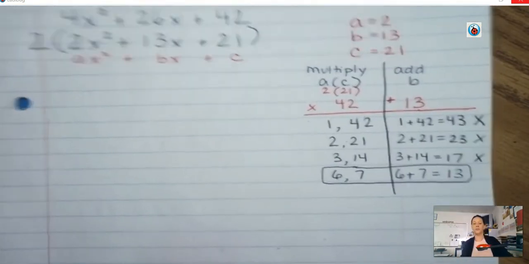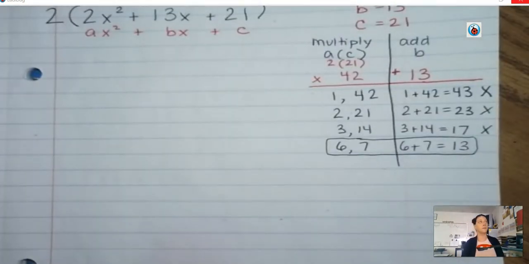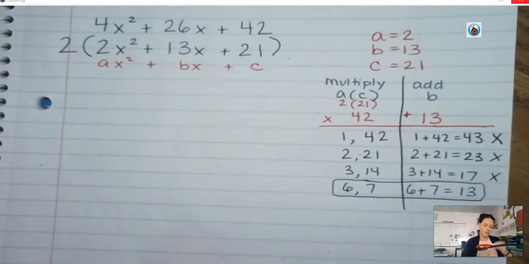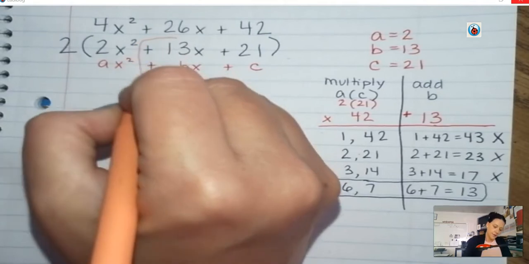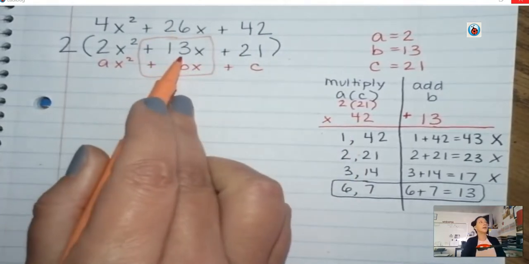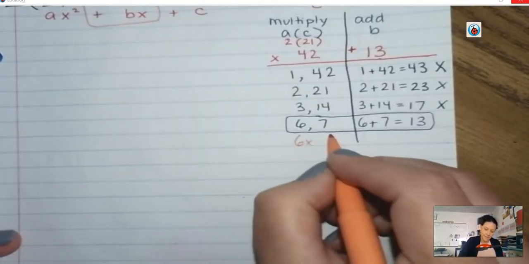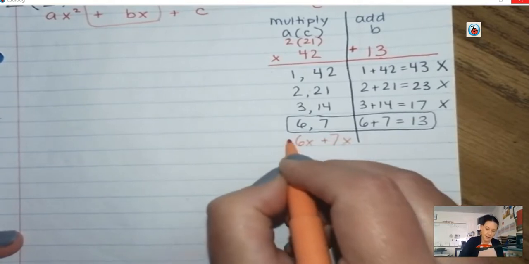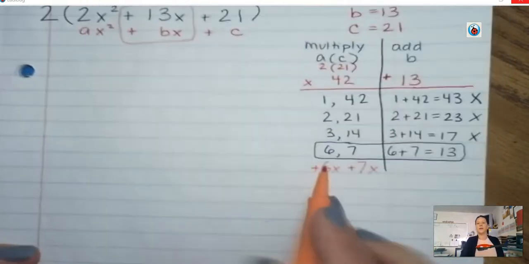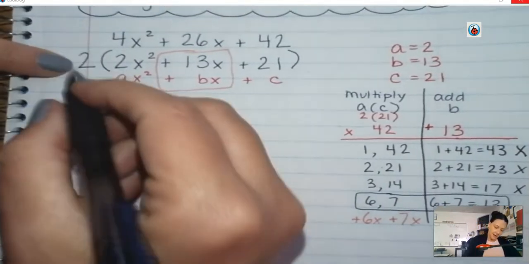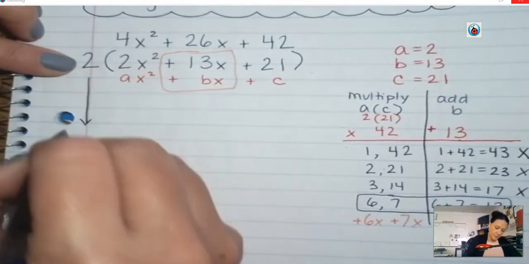Okay, I'm going to go through this slowly because I know this gets really confusing. So what I'm about to do is take 13x and rewrite it to be a 6x and a 7x, because 6x's and 7x's, a positive and a positive, will be positive 13x. So when I go to list out my factors, the 2 is always going to be here.